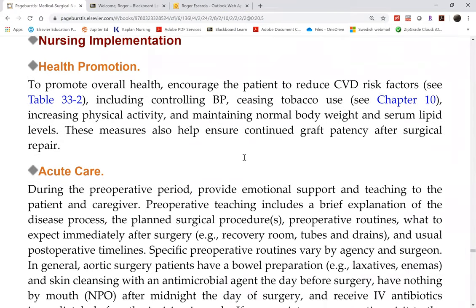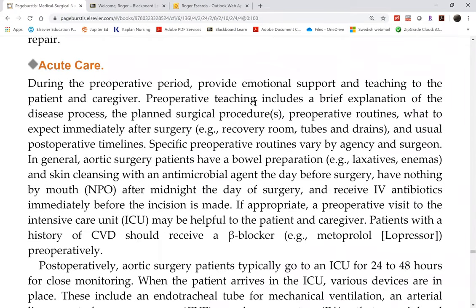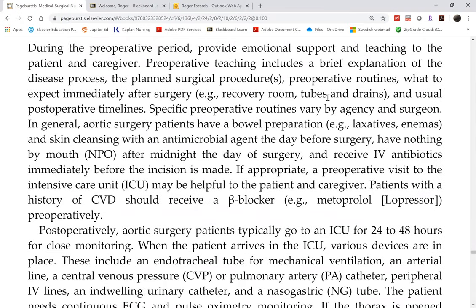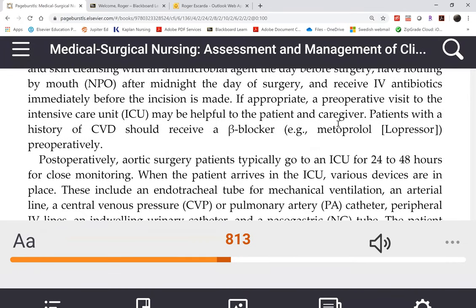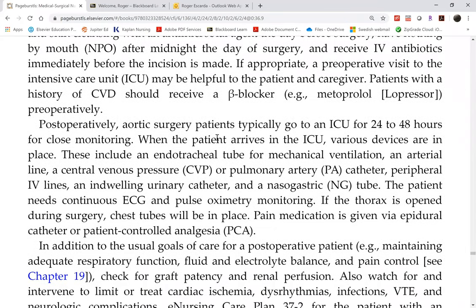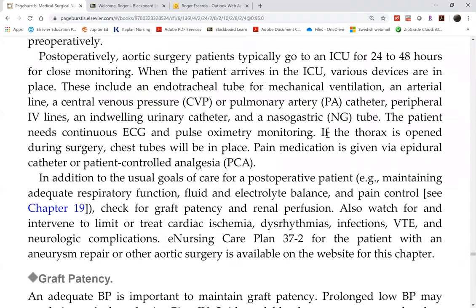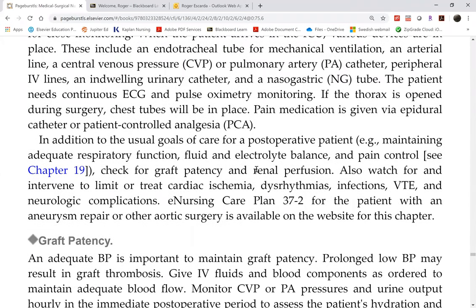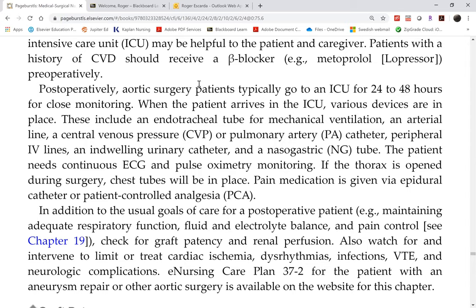Okay, nursing care now. Pre and post-op are almost similar to cardiac catheterization. You need to check circulation, motion, sensation distal to the affected part. Because you're trying to reduce blood pressure, you don't want them straining. That's why you have laxatives here. Blood pressure control. Pain management: if needed, you do PCA, especially if they're post-op. Again, these are large incisions we're talking about, especially if it's a rupture.